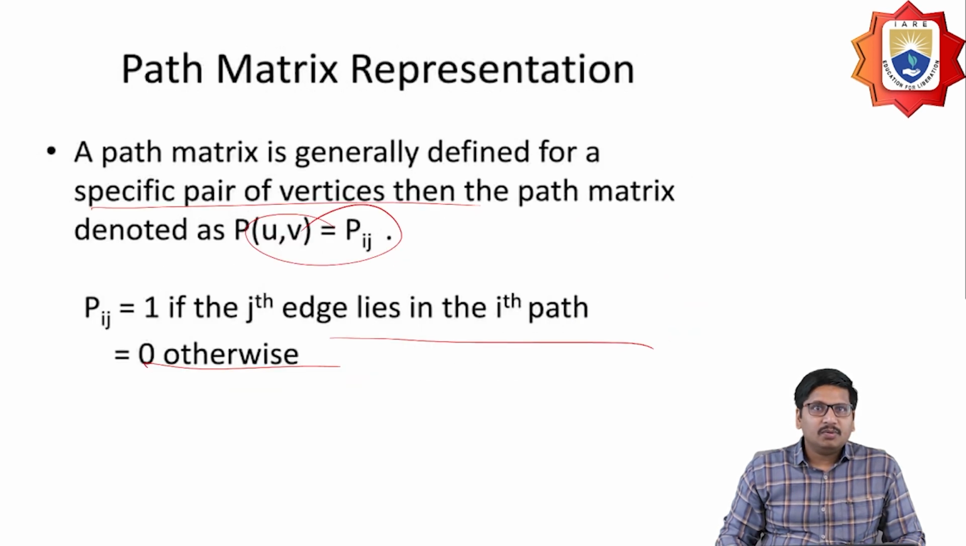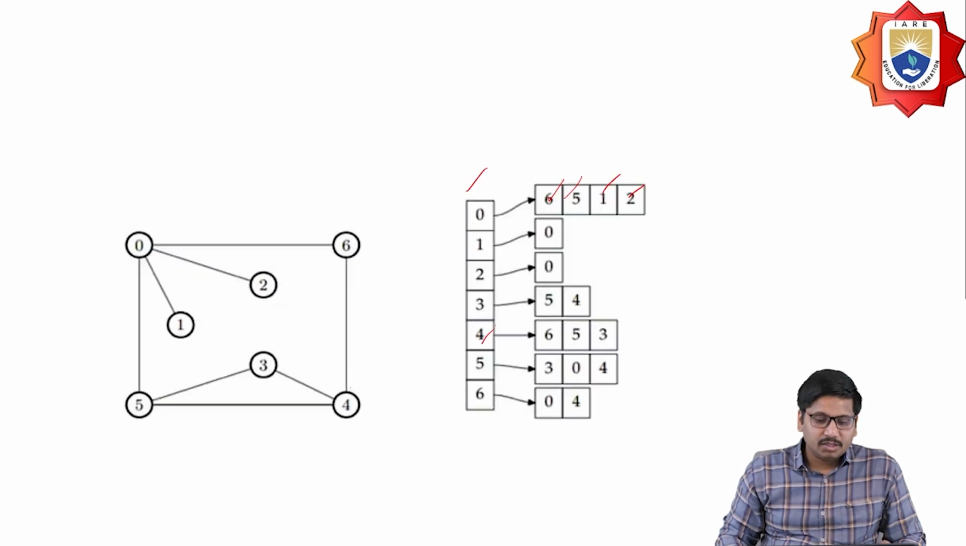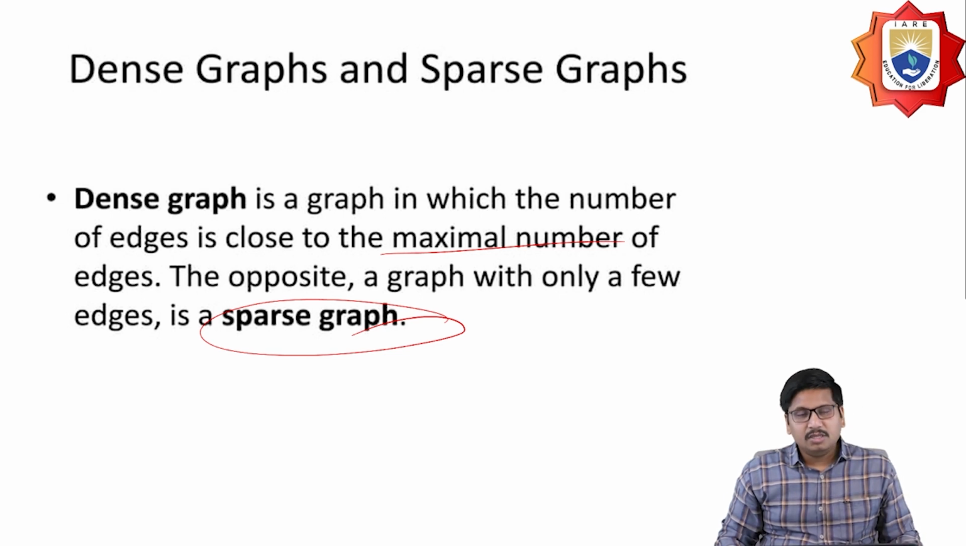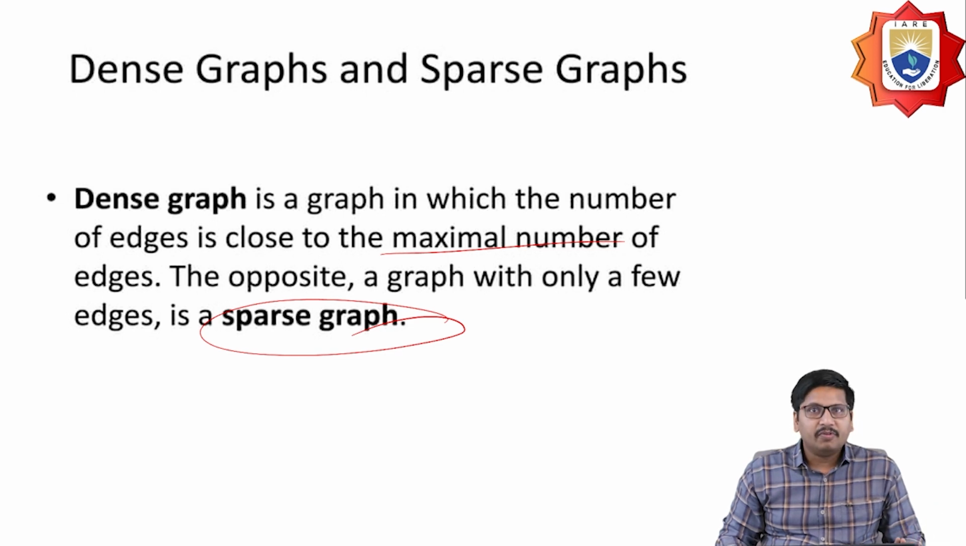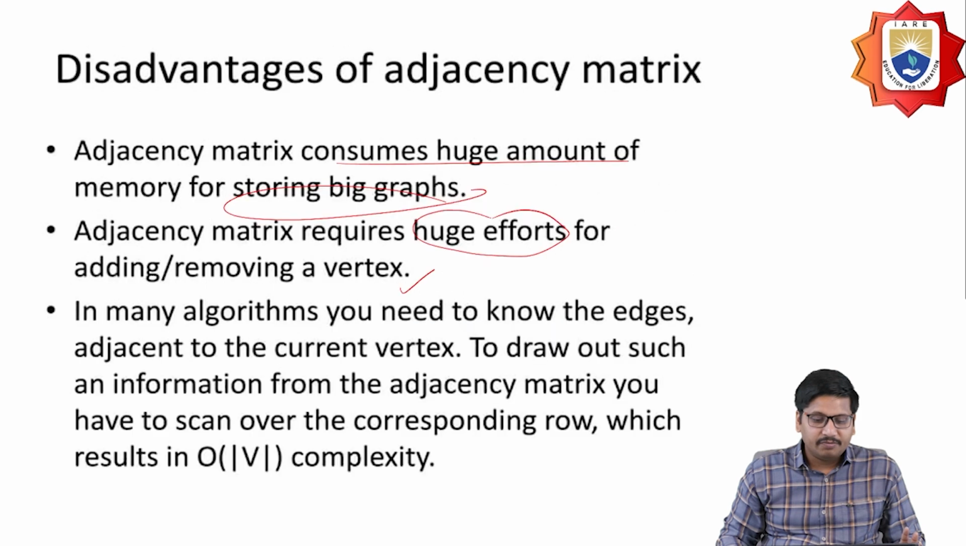And path matrix is the one where there is a path from one vertex to another, and the adjacency-based matrix is the one which is going to have an alternative adjacency matrix, and every matrix is going to be stored in a list of matrices. So there are two types: dense graphs and sparse graphs. The dense graph is the one which is going to have a number of edges closer to the maximum number of edges, and quite the opposite is the sparse graph. So these are the representations of dense and sparse graphs.